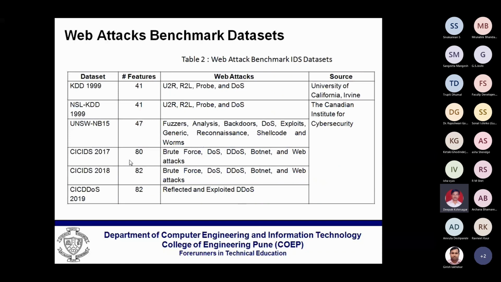But there are many research institutes. They are creating simulated datasets, or what we can call benchmark datasets, for research purposes. Like the University of California, which initially came up with the KDD dataset in 1999, and that consists of U2R, R2L, probe, and DoS attacks.